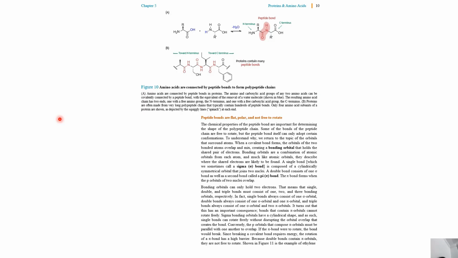So if you see, the chemical properties of the peptide bond are important for determining the shape of the polypeptide chain. Some of the bonds of the peptide chain are free to move and rotate, but the peptide bond itself can only adopt certain conformations. To understand why, we return to the topic of the orbitals that surround atoms.